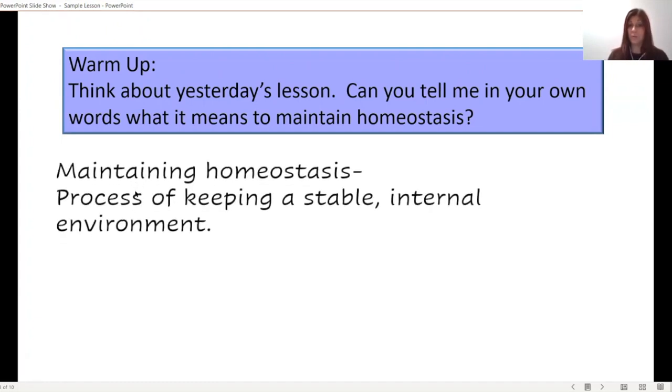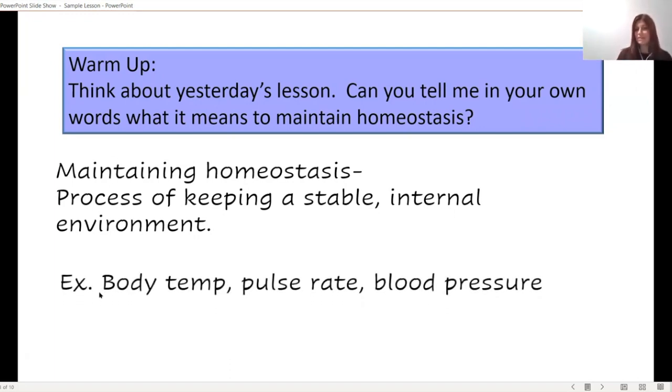Okay, so very nice. Maintaining homeostasis is the process of keeping an internal environment that stays stable. Doesn't mean it doesn't change, but it provides stability. Here's some examples. Your body temp, your blood pressure, your pulse rate. And those things change when you need them to change.